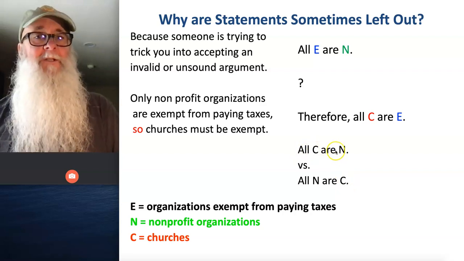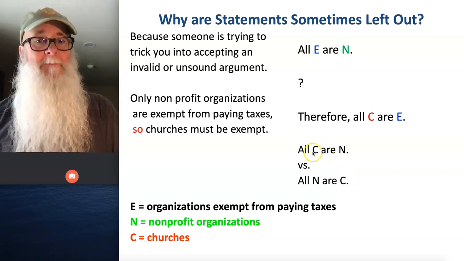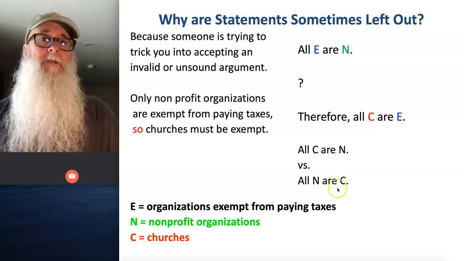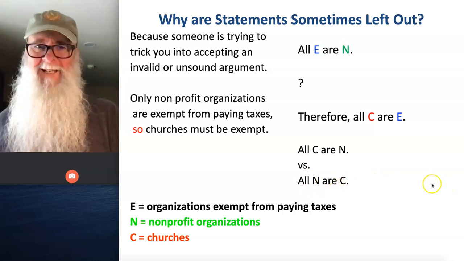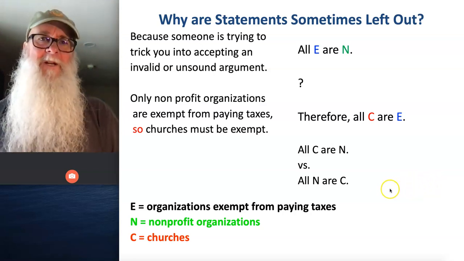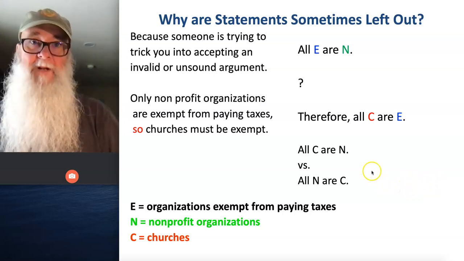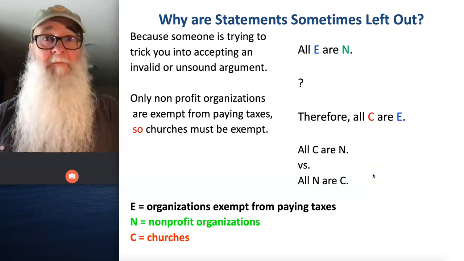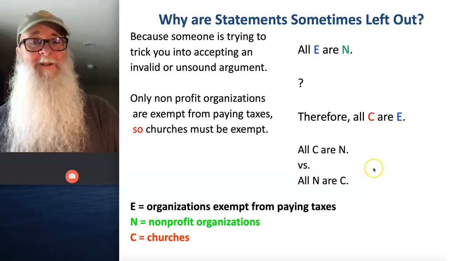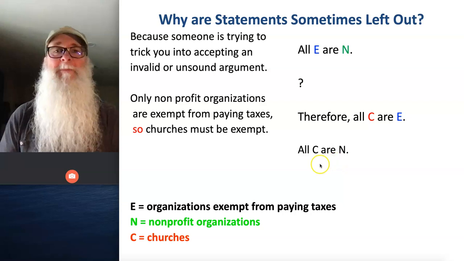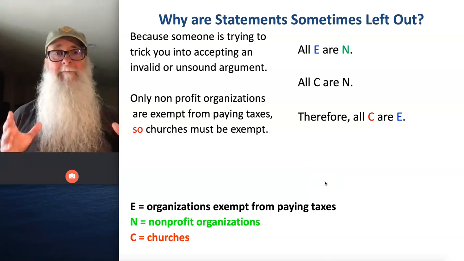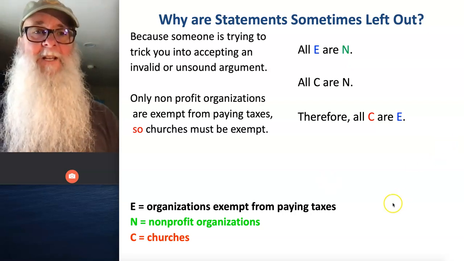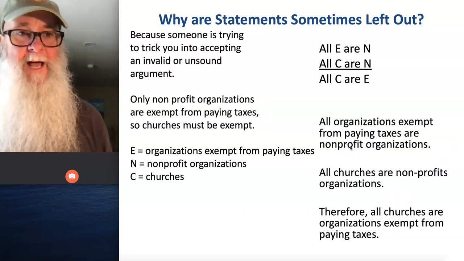Either all churches are nonprofit organizations or all nonprofit organizations are churches. And I know it's not the second option, because it's not the case that all nonprofit organizations are churches. There are plenty of nonprofits, Humboldt County's full of them, that are not churches. So I know the missing premise is all C are N. So there's my missing premise, and now we have the argument in its full form.